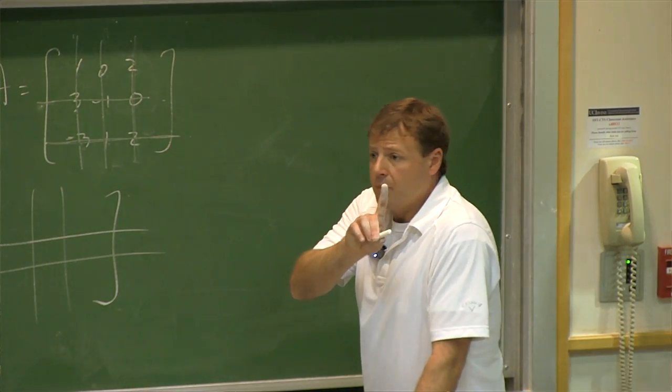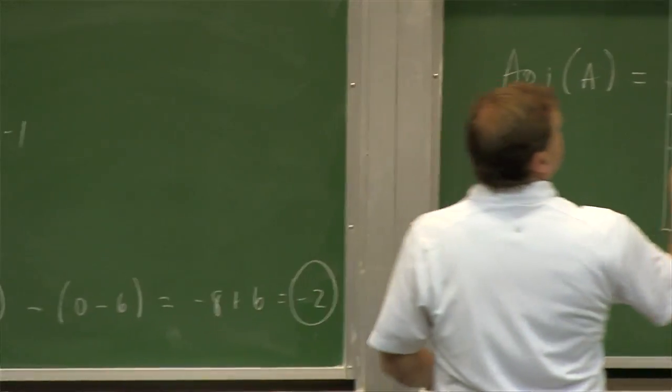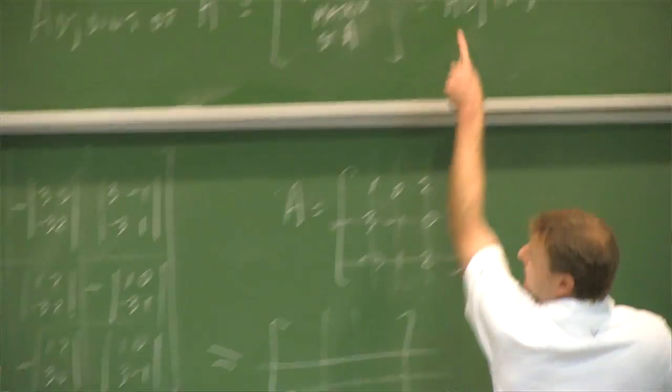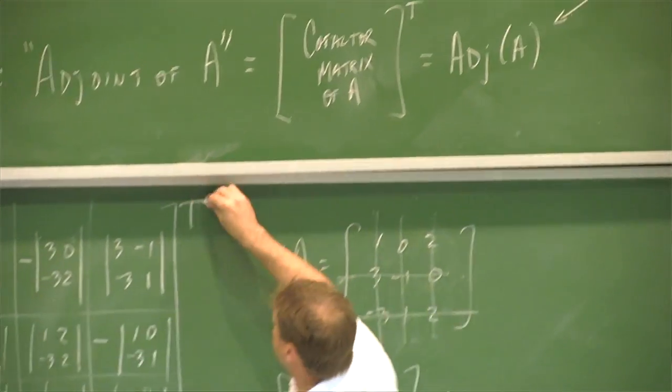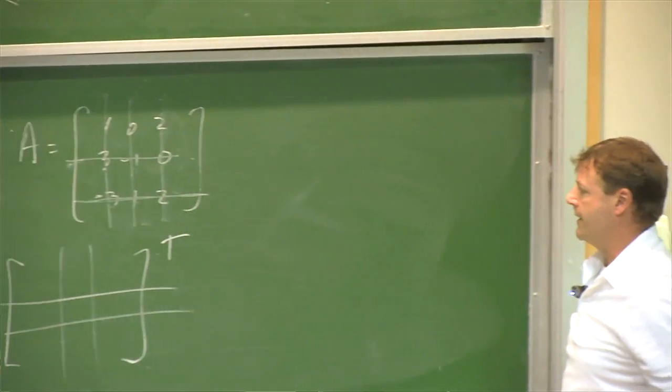But I forgot something really important here. If you look back up here at the adjoint formula, it's the transpose. I forgot the T. Okay, we haven't done it yet, so we don't have to worry about it, but we have to take the transpose at the end to get our final answer.